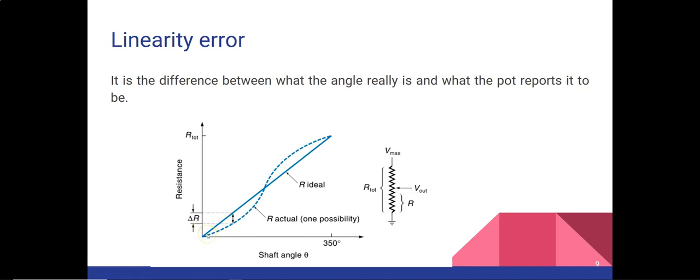But in the actual or practical case, the resistance curve is not going to be this linear. It will have some loading error, and due to that we have a curve like this, and by this we can calculate the delta R. This is the difference between the actual resistance and the linear ideal resistance which we expect. This is called delta R, and with this value we will know how to calculate the linearity error. So let's move on to the next slide.